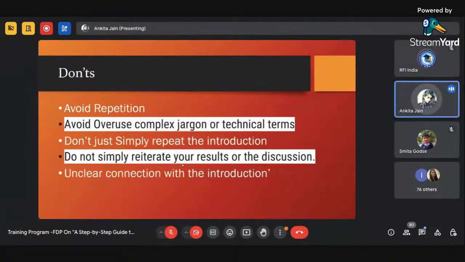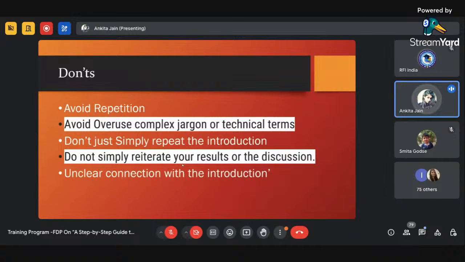Don't just simply repeat the introduction again. In an introduction, we are talking about the title, and we are also giving the introduction of it. So don't do it in the conclusion. Just stick to the study you have done. Just conclude that. Then avoid an unclear connection with the introduction.